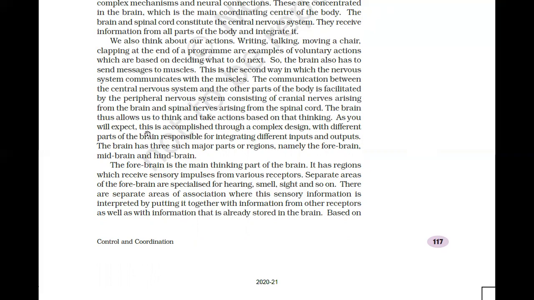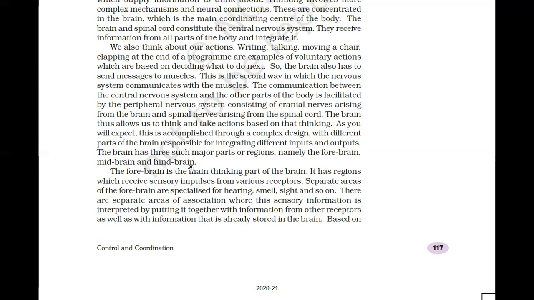As you will expect, this is accomplished through a complex design with different parts of the brain responsible for integrating different inputs and outputs. The brain has three such major parts or regions, namely the forebrain, midbrain, and hindbrain. The forebrain is the main thinking part of the brain. It has regions which receive sensory impulses from various receptors. Separate areas of the forebrain are specialized for hearing, smell, sight, and so on.